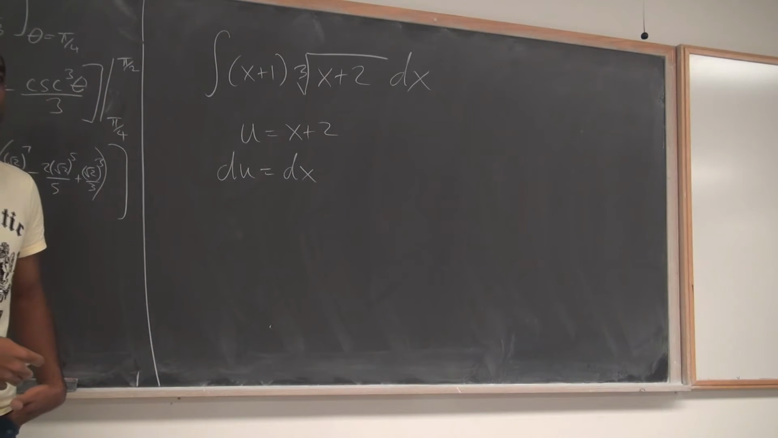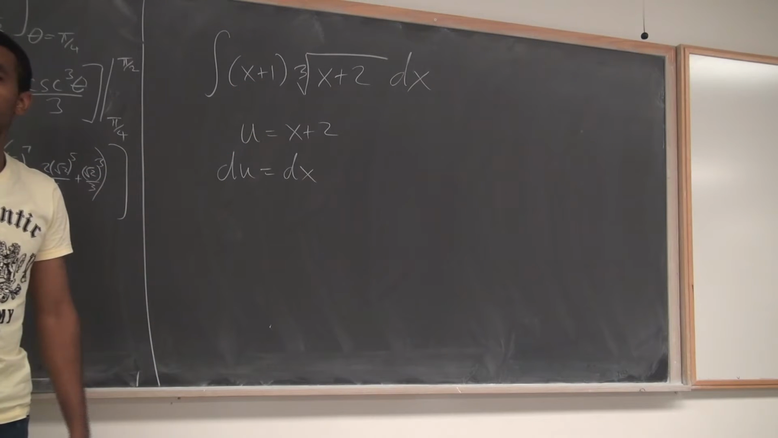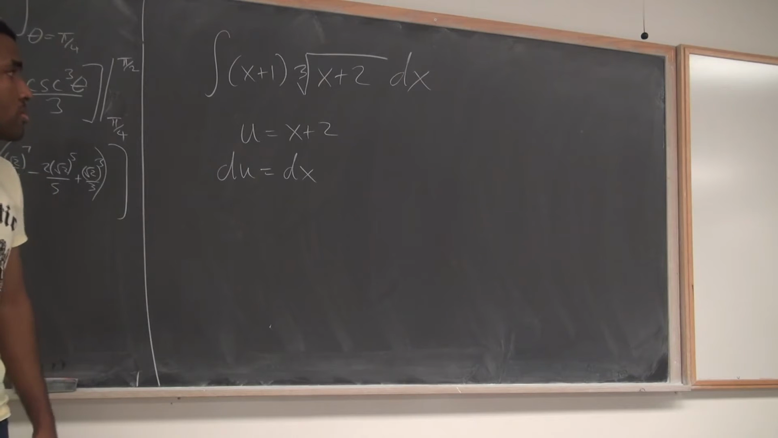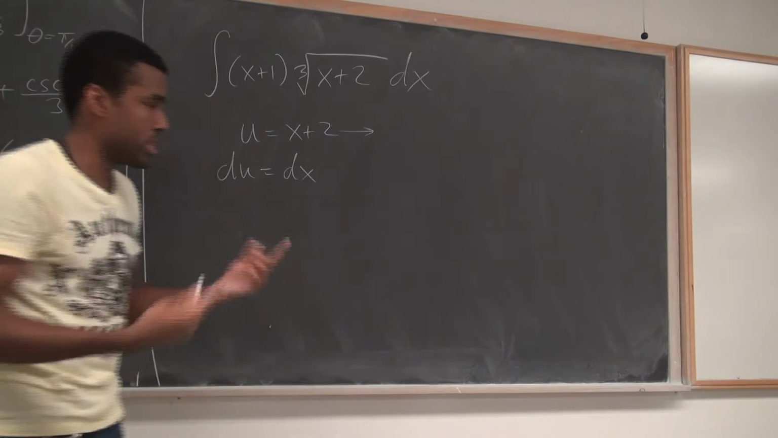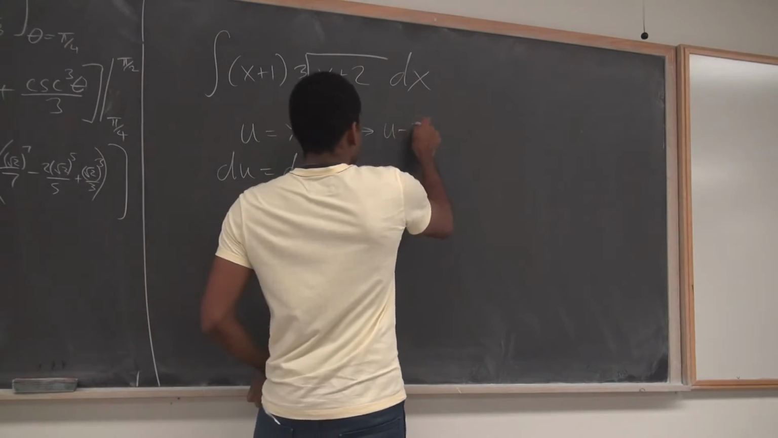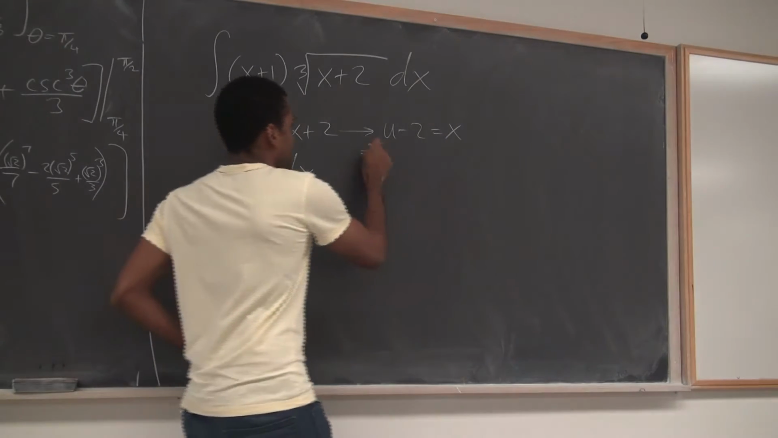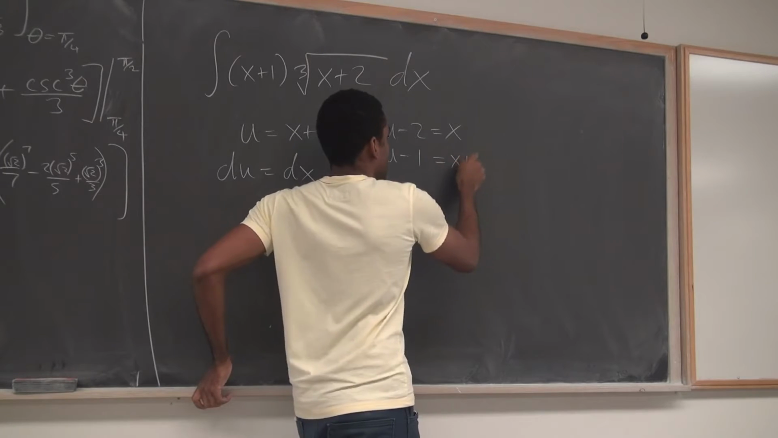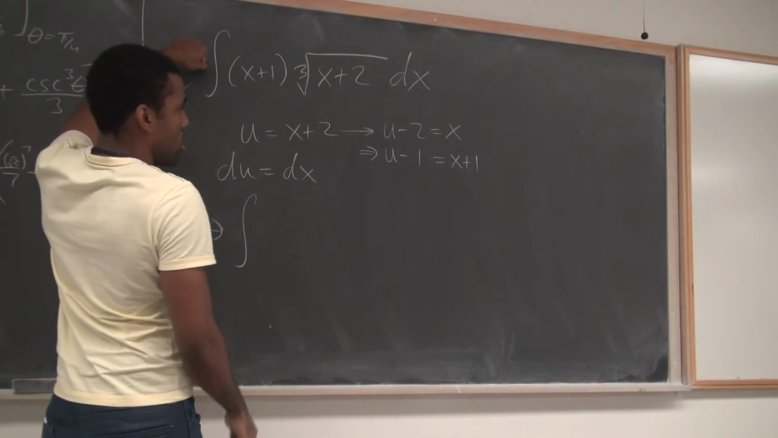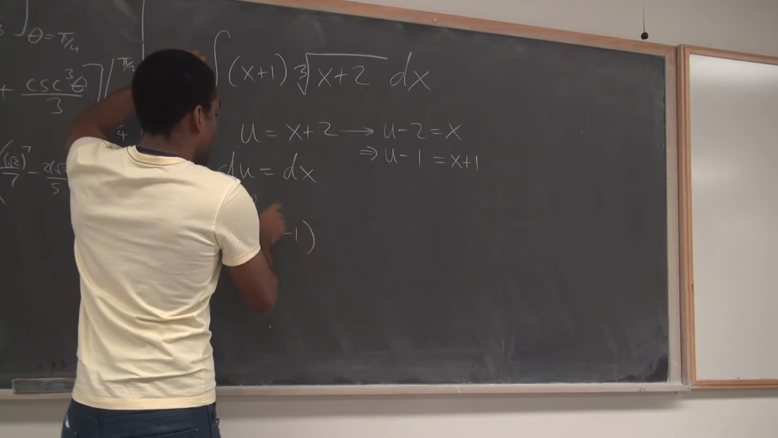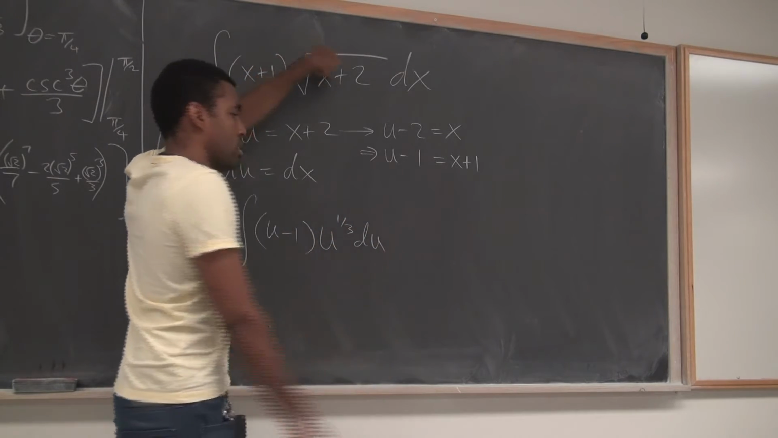What happens now? X plus 1 is u. There's that x plus 1. How do we deal with that x plus 1? U minus 2 equals x. From your substitution, remember we looked at cases where we actually did this. You just solve for x. Which means I can add 1 to both sides to get x plus 1. So this guy actually becomes the integral of u minus 1 times u to the 1/3. And from there it's trivial.